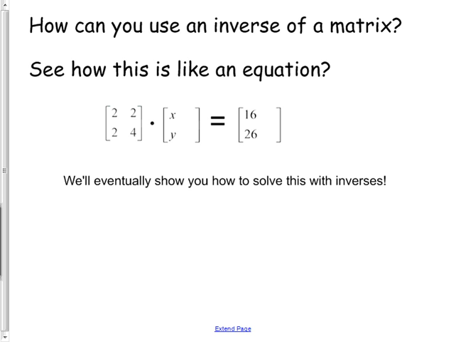Do you get that if I got this off of here, I'd have x and y alone equaling something? So if I want to get 2, 2, and 2, 4 off of there, that matrix right there, I'm going to call it matrix A, then I would need to find its inverse and do its inverse on both sides, just like we just did with those fractions before. Do its inverse here and do its inverse in front of the 16 and 26. All right, we'll eventually show you how to solve that with inverses.